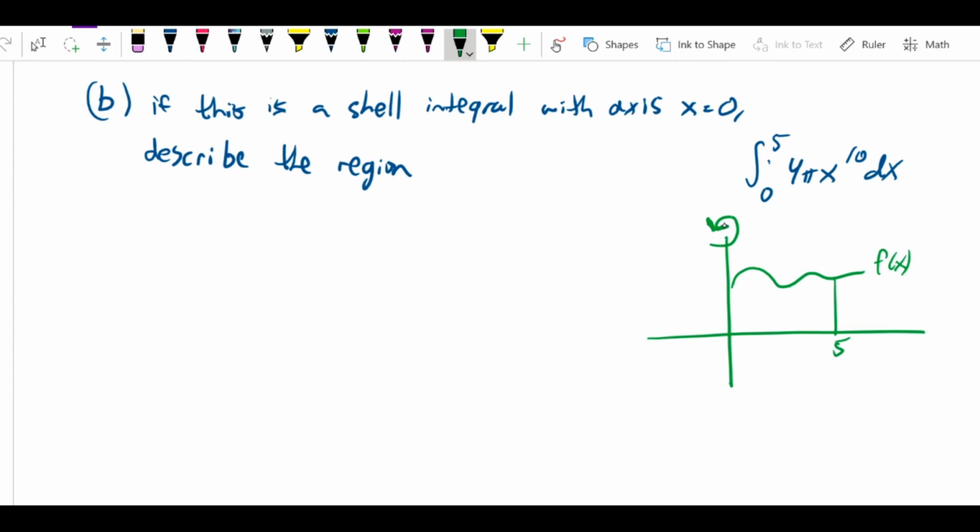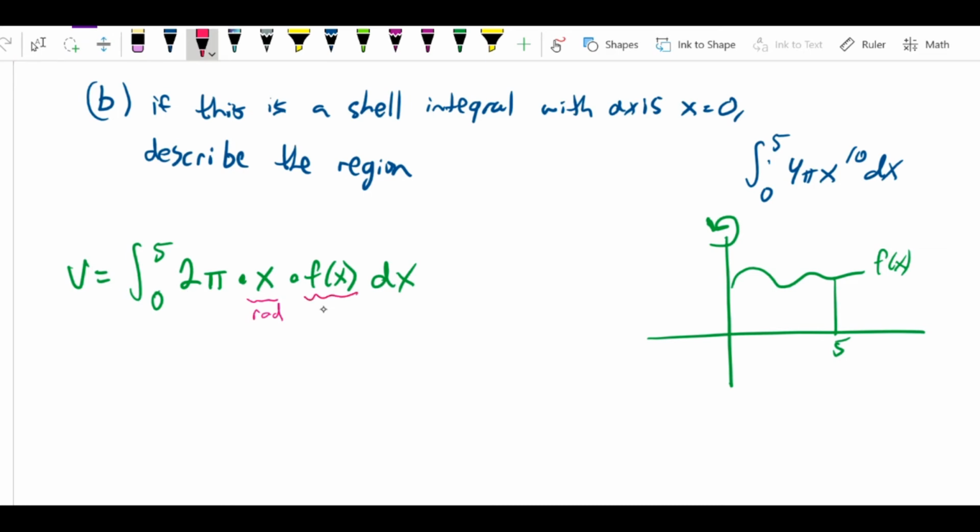If I'm doing that, then the volume of an integral that looks like this with the axis x equals 0 is going to be given by the integral from 0 to 5 of 2 pi times x f of x dx. How do we know that? Because we know how to form a shell integral. This is the radius. I know I've put the 2 pi back inside the integral, but it doesn't matter. It's just a constant that we're multiplying by. We know that this is going to be the height, and we know they both have a dx.